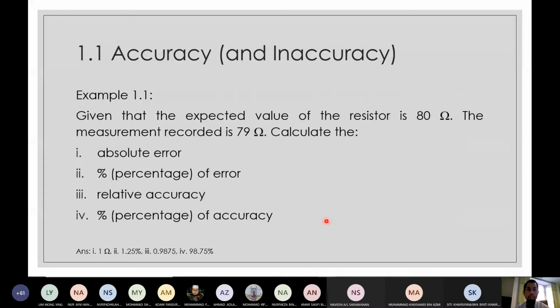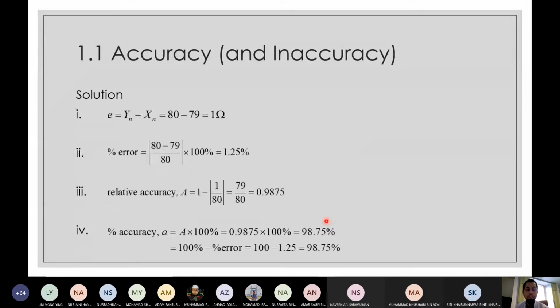Let's look at that simple example. Given that the expected value of the resistor is 80 ohms, and the measurement recorded is 79 ohms, calculate the following parameters: absolute error, percent of error, relative accuracy, and percent of accuracy. The answer is given in the next slide. So the absolute error is simply the value of yn minus xn, which is the expected value minus the measured value. So you have 80 minus 79, you get 1 ohm.